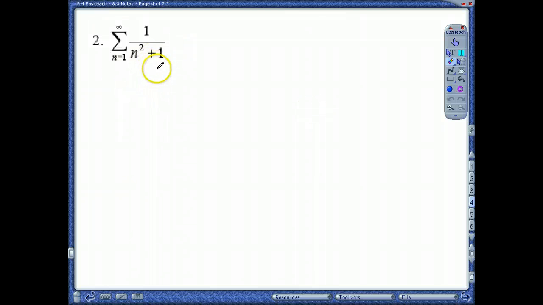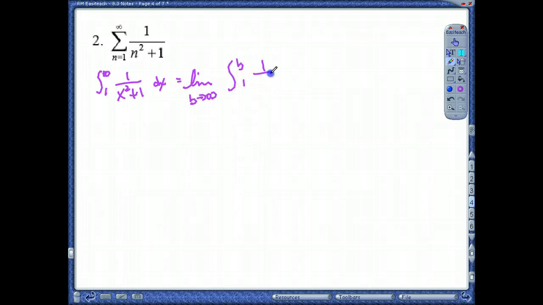Ooh, this one's a good refresher. Okay, we are proper, ready to go. So I'm going to change it into my integral here. Don't forget to rewrite your integral. Make sure you have your dx, whatever variable you choose. If you want to stick with n's, you can. I'm going to do the limit as b approaches infinity of the integral of 1 over x squared plus 1.